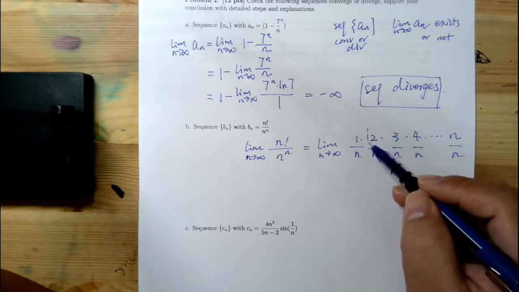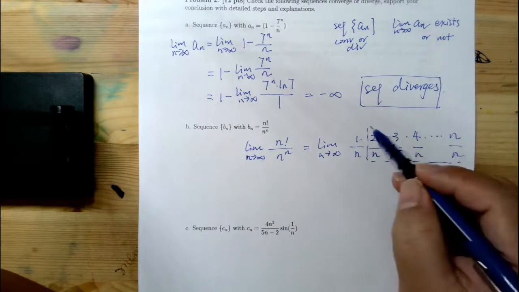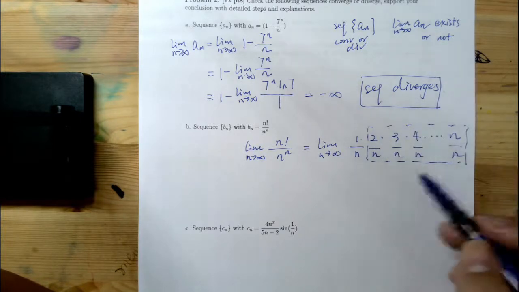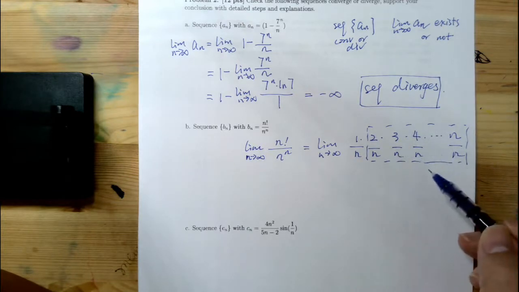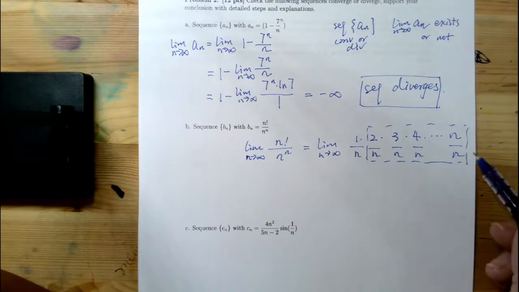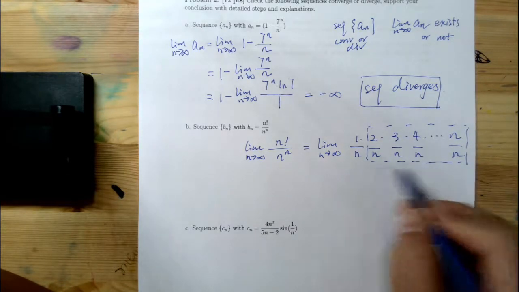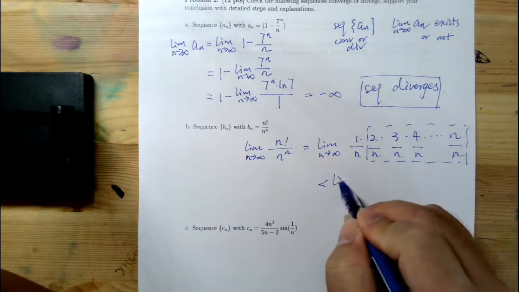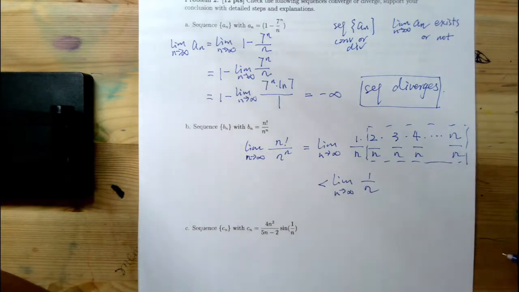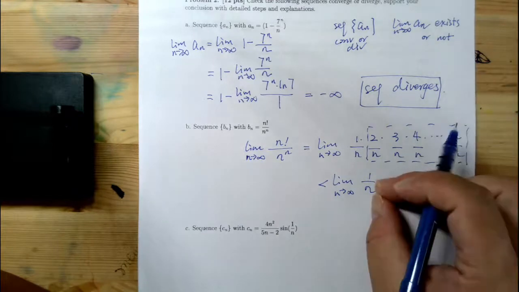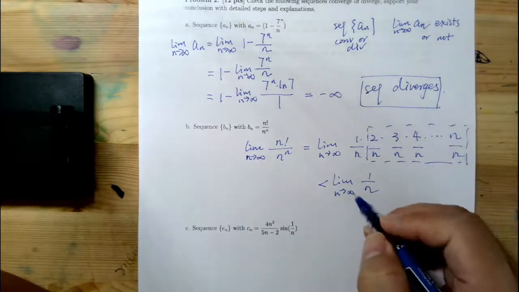do you realize that this part is going to be less than 1? In other words, all of these pieces are less than or equal to 1 over n, because this bunch of parts is less than 1. And we know that the limit of 1 over n equals 0.